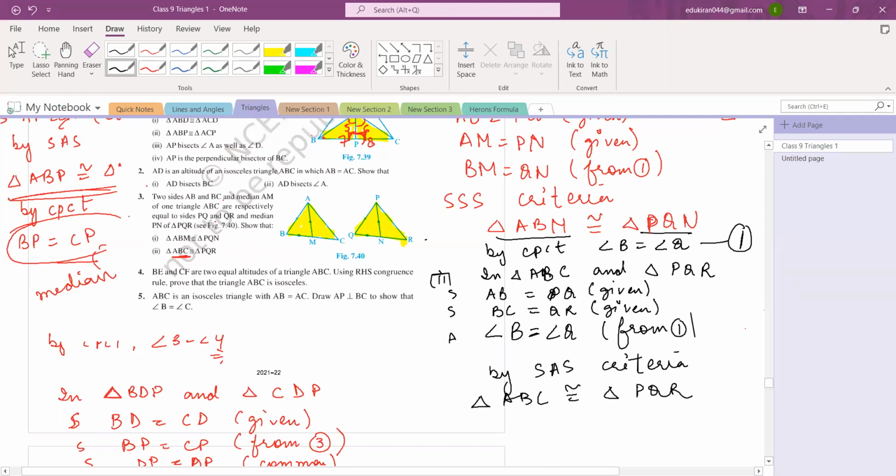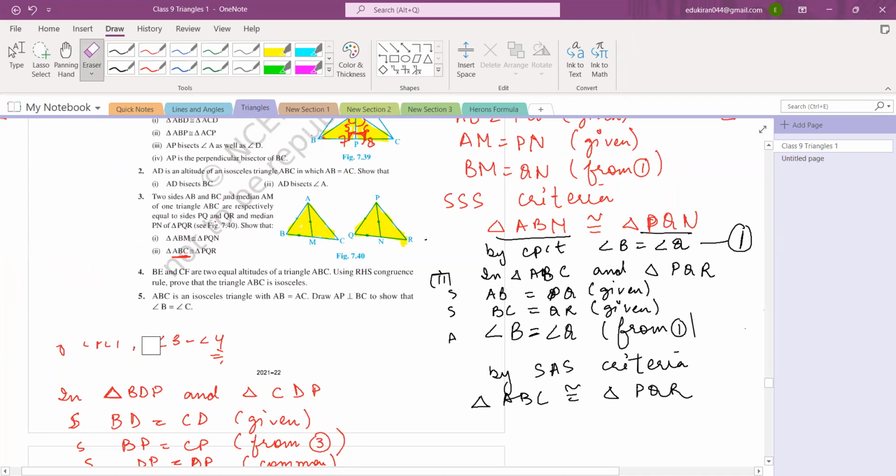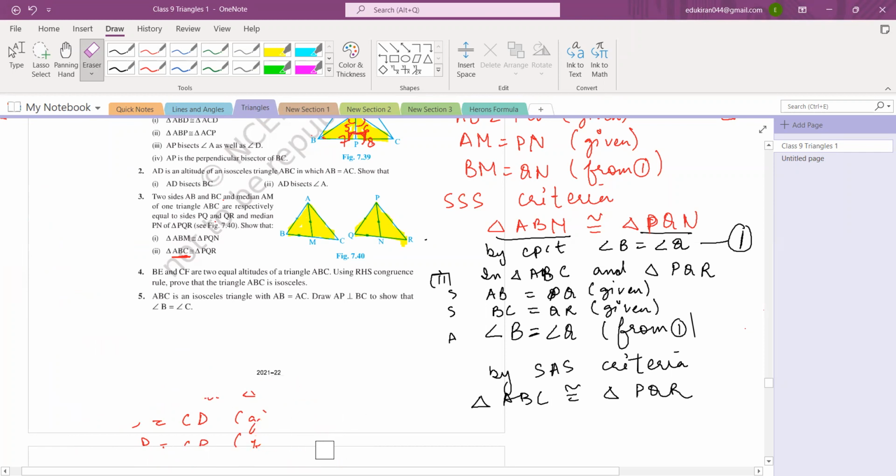Write it down. I'm just erasing to get some space here. Okay. Now let me just create some space. It's always easier to do here. Okay, let's do the next question.